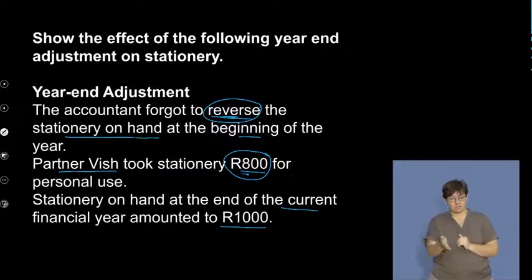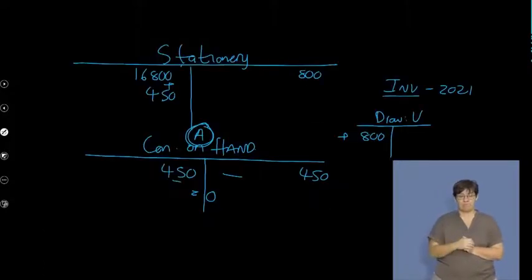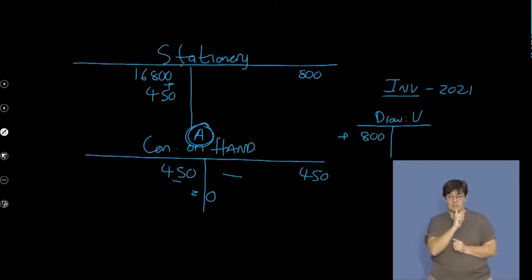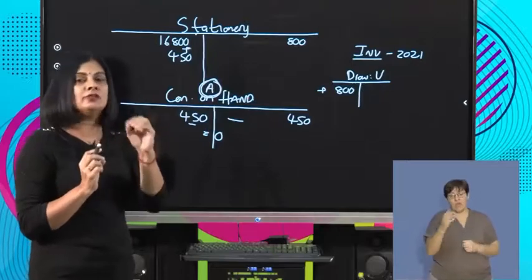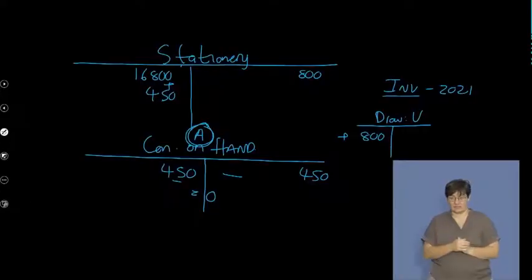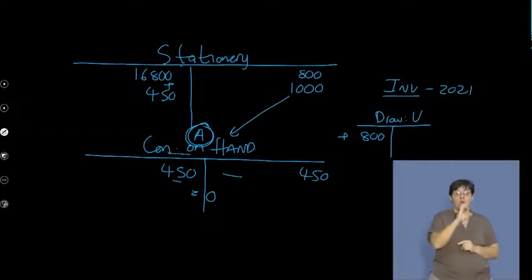Stationery on hand at the end of the current financial year amounted to 1,000 Rand, right? So let's quickly look at that. That 1,000 Rand, remember, is now my stationery on hand at the end of the year. So in other words, unused stationery, an amount of 1,000 Rand that needs to be transferred to consumables on hand. Because it was not used, this is now going to get locked away in the cupboard.